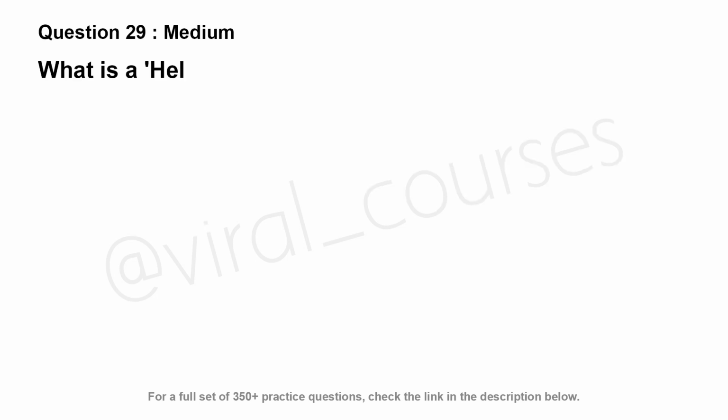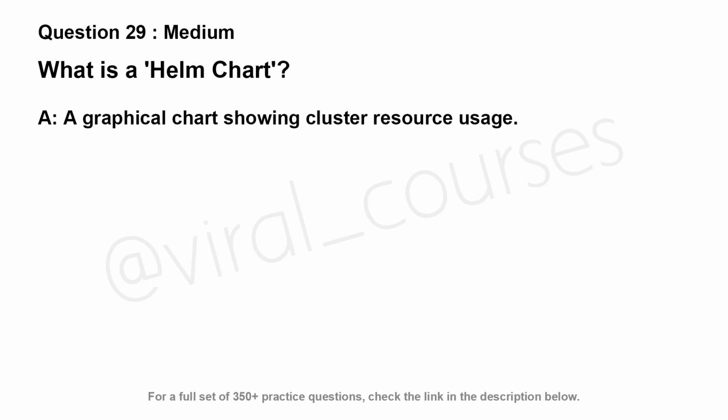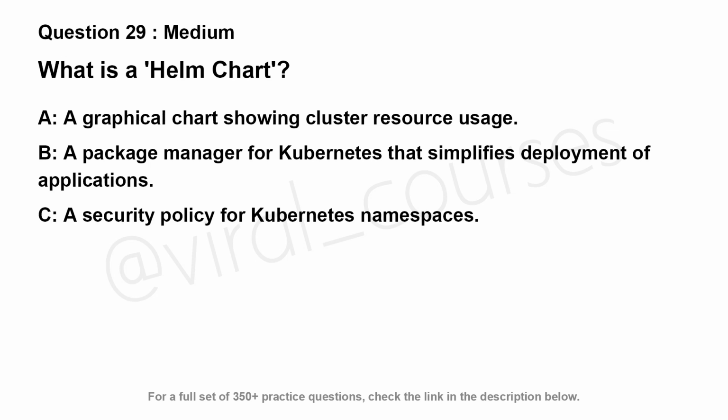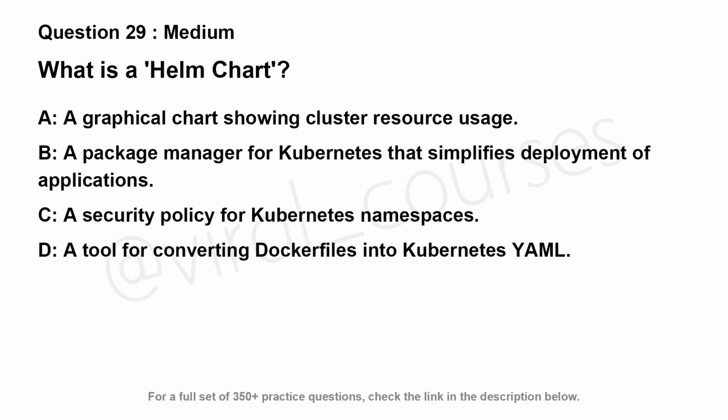What is a Helm chart? Option A, a graphical chart showing cluster resource usage. Option B, a package manager for Kubernetes that simplifies deployment of applications. Option C, a security policy for Kubernetes namespaces. Option D, a tool for converting Dockerfiles into Kubernetes YAML.